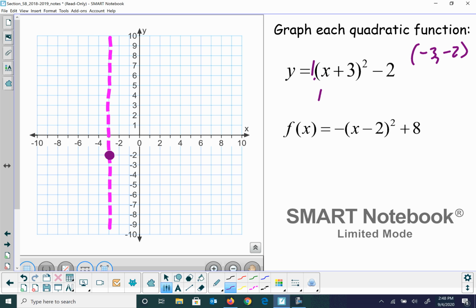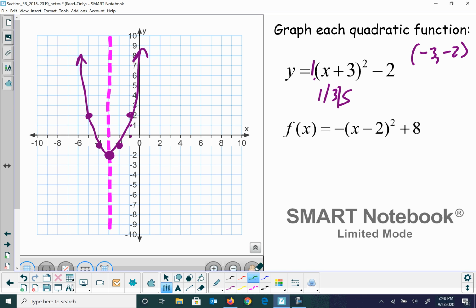Notice that's 1, so I'm going to pattern graph as 1, 3, 5. So from my vertex, I'm going to go right 1, up 1, left 1, up 1. From there, new points, I'm going to go right 1, up 3, left 1, up 3. And that's usually enough. We could keep going. We can go right 1, up 5, left 1, up 5. But typically, we want your vertex and 4 other points defined.